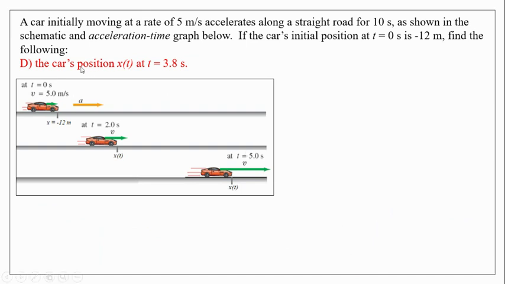I do want to point out here that it asks for the car's position, not displacement. So really it's asking for XF. In the diagram, it shows that the car starts initially at an XI of negative 12 and it's going to move to the right. So at 3.8 seconds, if I were to take a snapshot of it on the number line, where would this car be located?